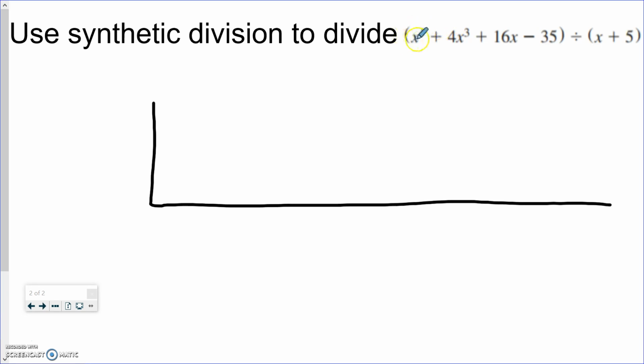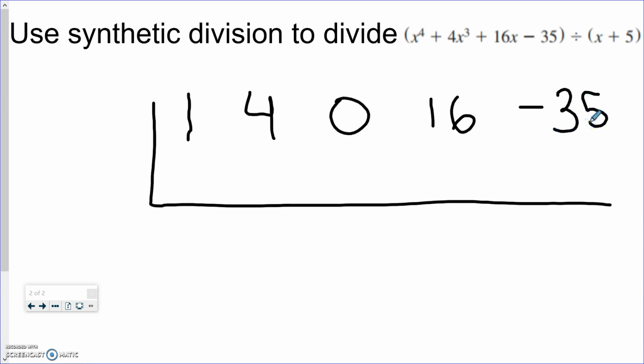Notice how there's no coefficient listed on x to the 4th. That means there is an invisible 1. So for our coefficient in our synthetic division, we are going to put a 1 there. Next, we have 4x cubed, so we have a 4. We don't have an x squared term, so of course we do have to put that 0. We have 16x, and finally, minus 35. So we have our coefficients listed out for our first polynomial.